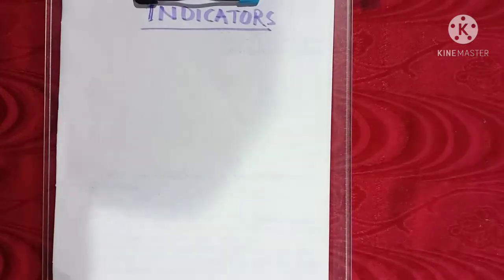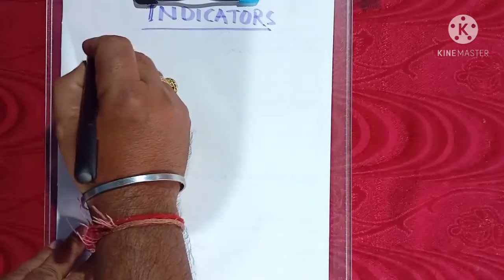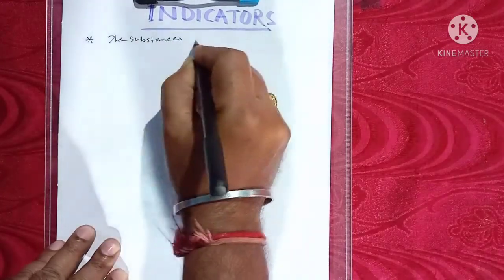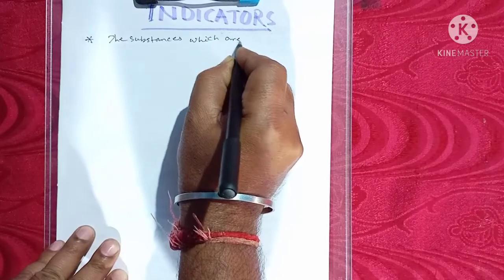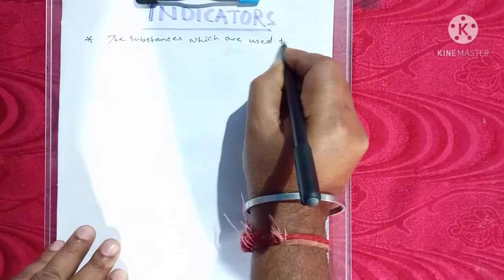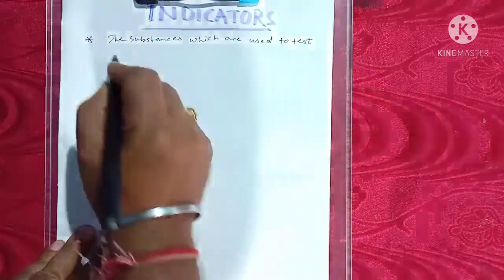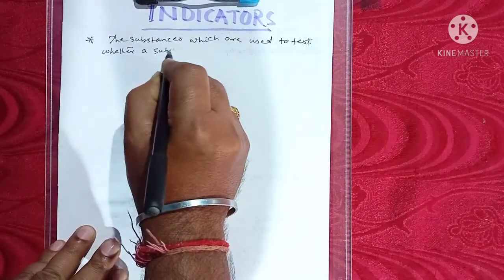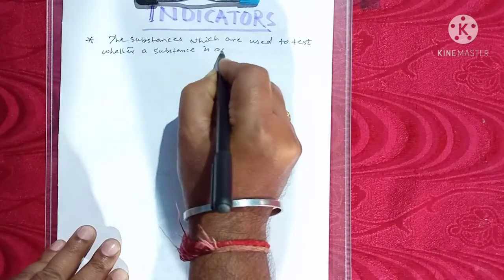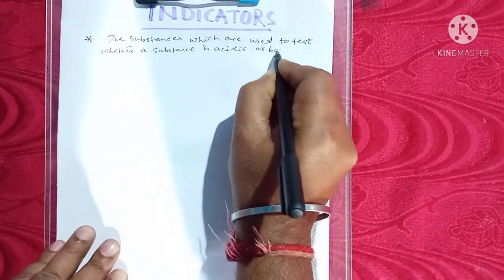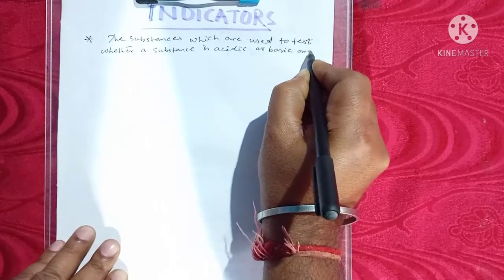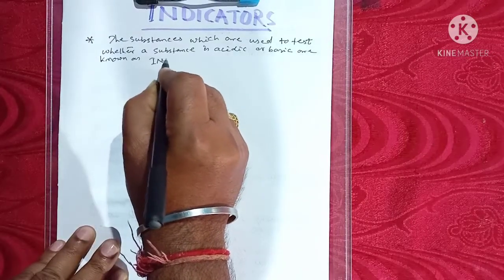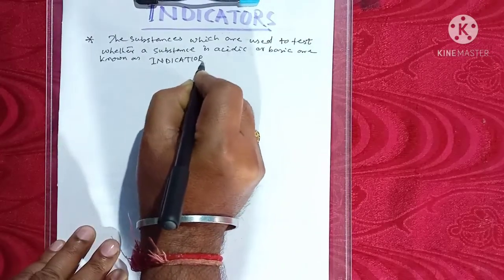So the substances which are used to test whether a substance is acidic or basic are known as indicators. Okay.